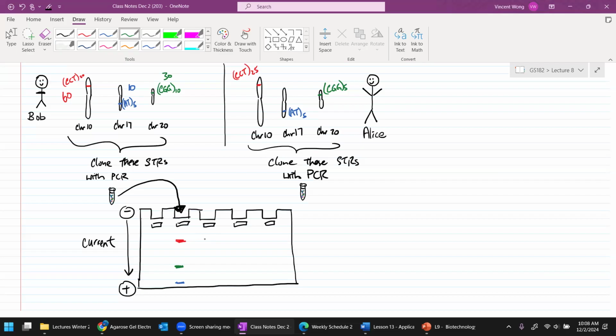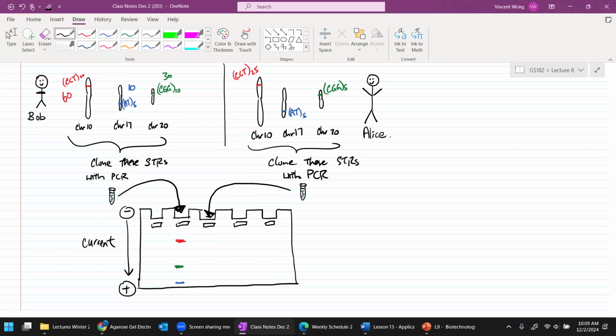Okay, so that's Bob right there. Now, I'm going to give you a moment to write, let's put Alice right here. Okay. Please draw Alice's 3 bands in relation to Bob's.